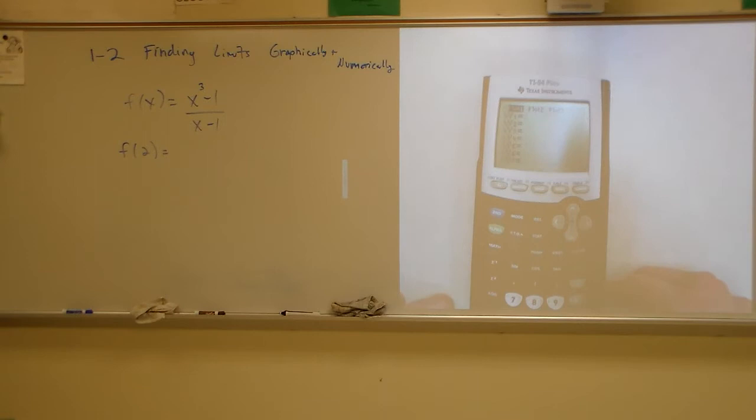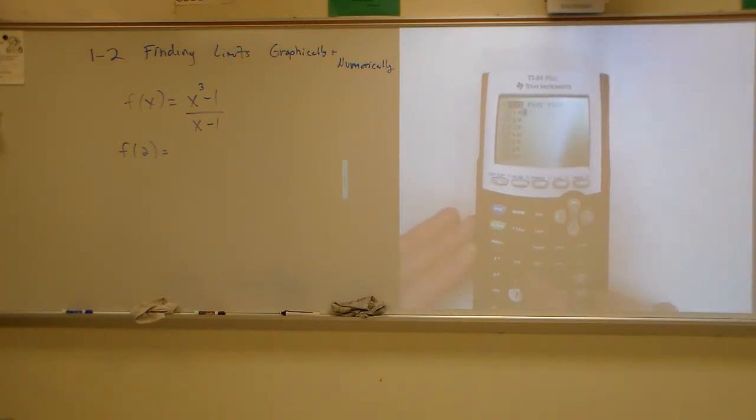So I go to my y equals screen, and whenever you do a fraction, you have to have parentheses around your numerator. So this is going to be (x cubed minus 1) divided by (x minus 1). And then I always hit graph.